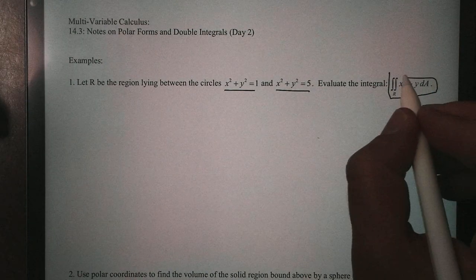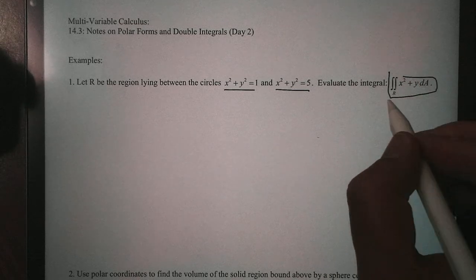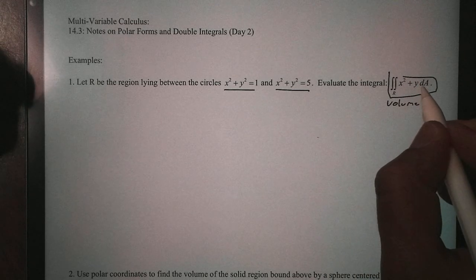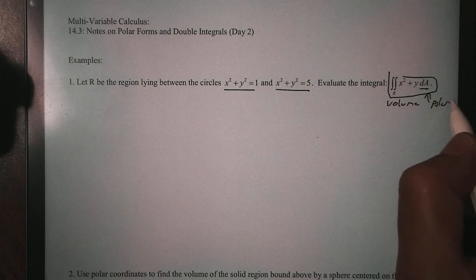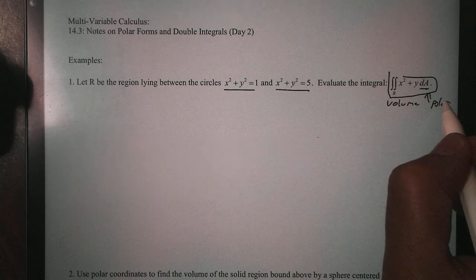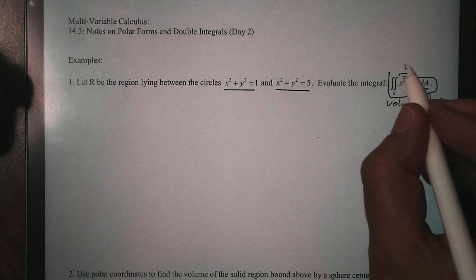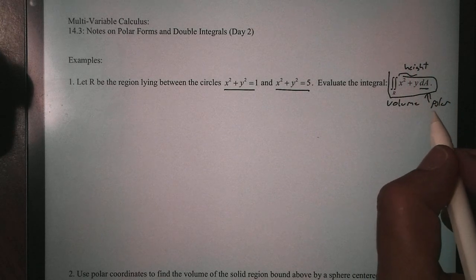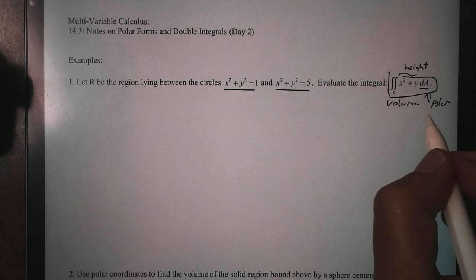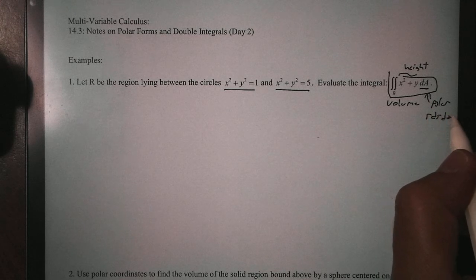Now if we notice right here, this is a volume because I'm looking at the area of my base, which is going to be in polar. We're going to convert this to polar today. And this is my height that I'm going to measure to. Now notice the dA, my area, is going to be in polar. Remember that dA for polar is r dr d theta.